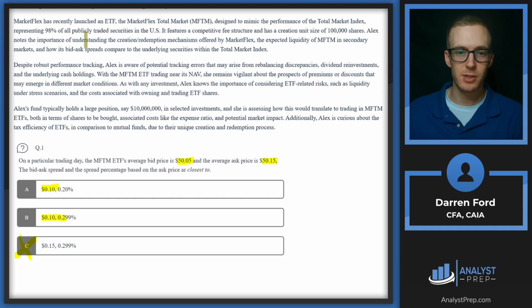And the spread percentage, I'll pull that in here. That's going to be the spread divided by our ask price, since it's based on the ask price. So we'll do 0.1, our 10 cent spread, divided by that ask price of 50.15, which gives us 0.2%. So we will go with answer A.